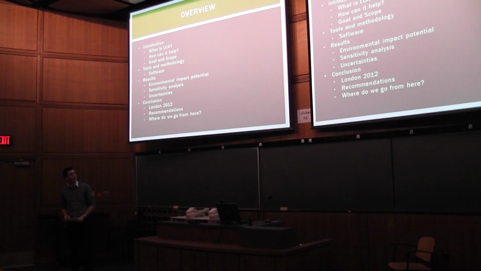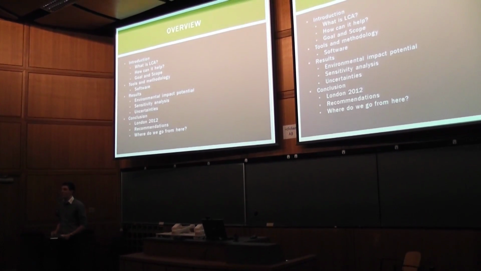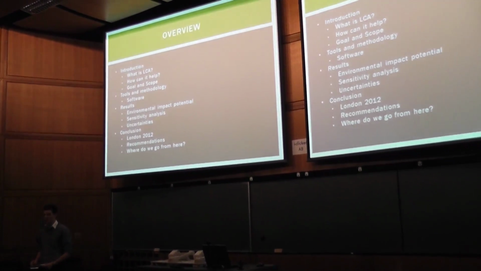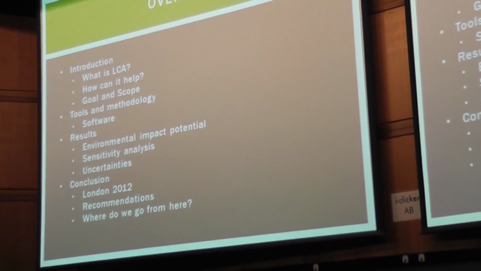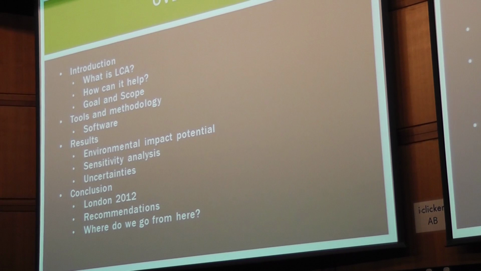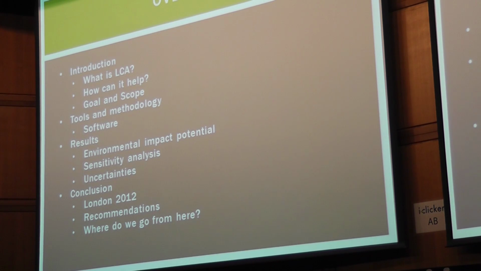We'll start with the introduction, and we'll cover what is an LCA, how can an LCA help you, and we'll talk about the goal and scope of the study that we performed. Next, we'll look into the tools and methodology, and as you can imagine, this involved a lot of software use. We'll go from there to talk about the results. What were the impacts we found? How sensitive were those impacts? And then we'll look at some of the sources of uncertainty present in any LCA study.